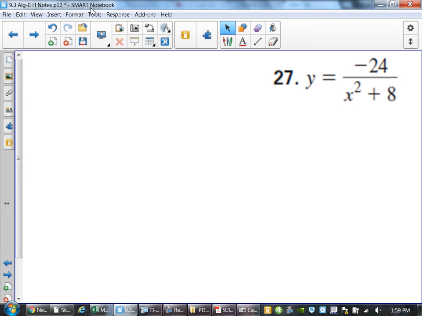Walk through the process of figuring out what you have. Do you have any zeros in the numerator? No. So our x-intercept is none. Our vertical asymptote, I have to set the denominator equal to 0 and solve for x, and I get a non-real solution. Therefore, do I have any vertical asymptotes? No.